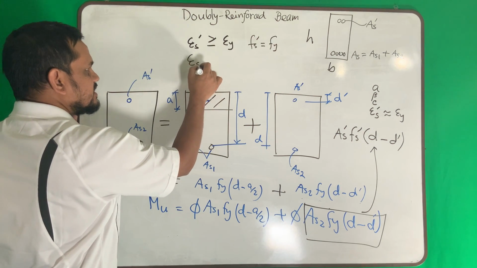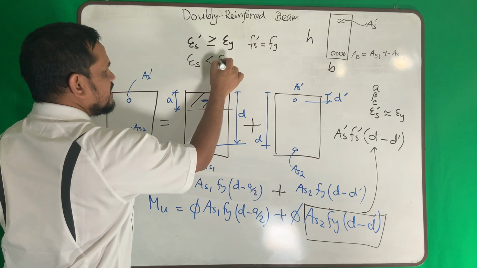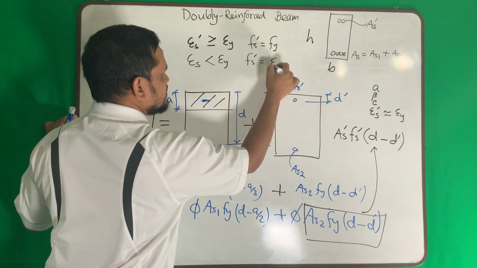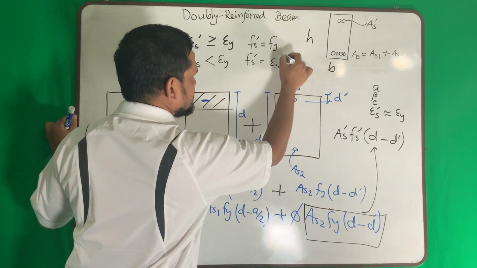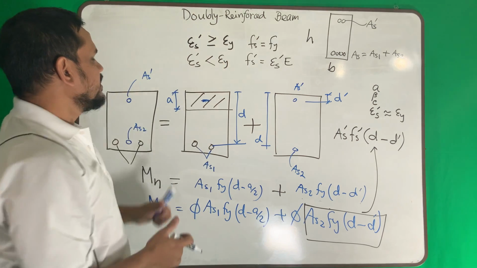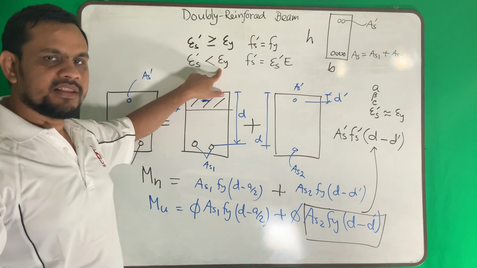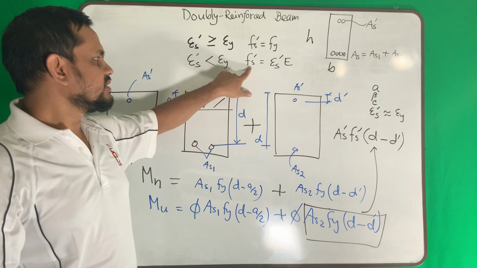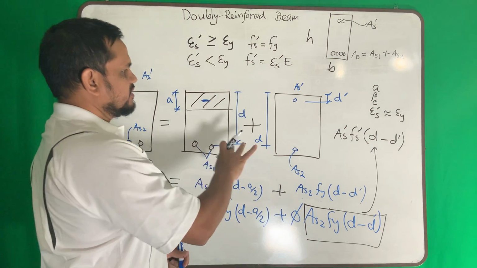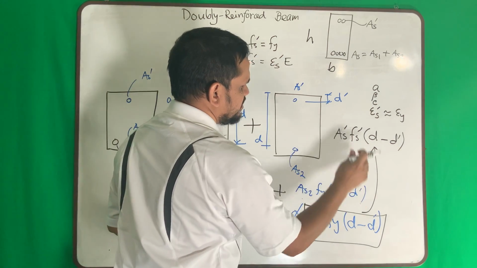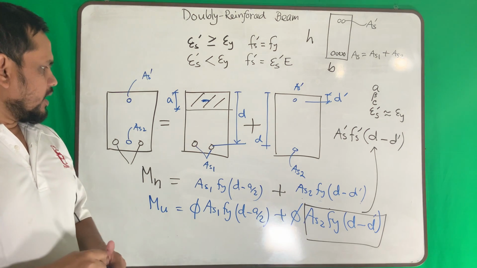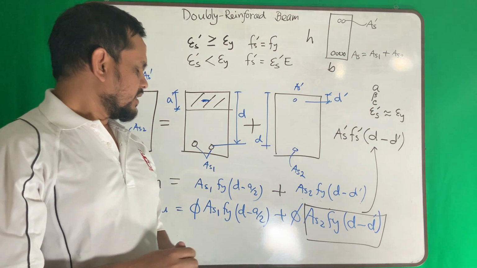If your strain is less than yield strain, how to find Fs prime? Simple. This equation. If your strain is less than yield, that means it is not yielding. Your stress will be strain times modulus. So just do this, then you will find this. So you can use this portion or this portion, whatever you like. So I will summarize again.